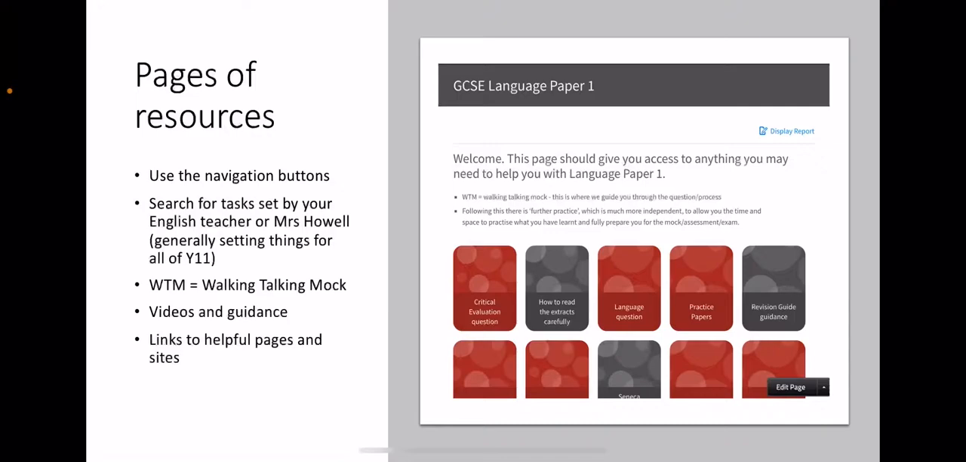As you can see from the image, you can see navigation buttons for each section of the language exams. There's one of these for language paper 1 and 2, and for all of the literature texts. Where you see the letters WTM, that refers to a walking, talking mock. That is basically a very detailed PowerPoint that might look overwhelming, but the walking, talking mock literally walks and talks you through the exam paper, what you need to do, how you need to answer the questions. You need to make sure that you access those if you're still struggling on what you need to do for that question. There are videos and guidance on there, and there's links to helpful pages and sites.